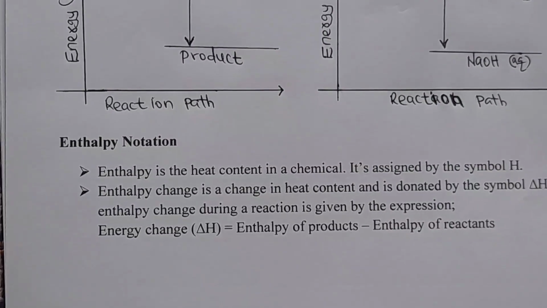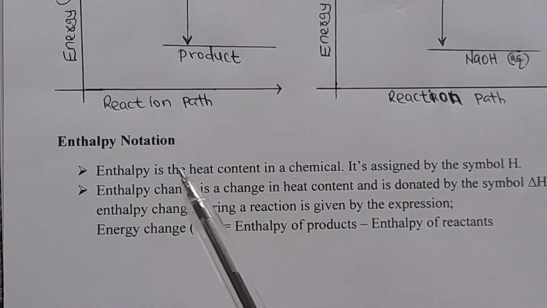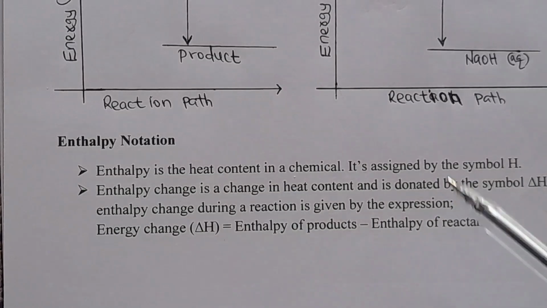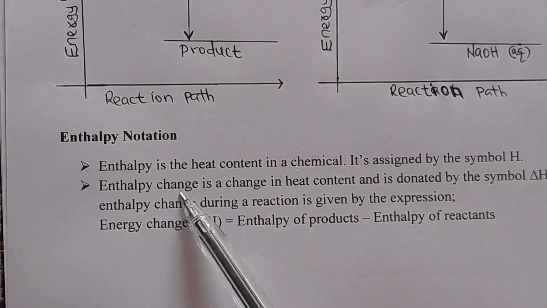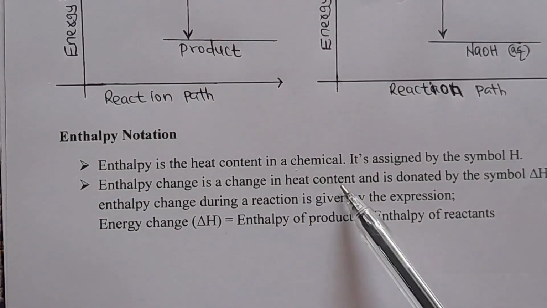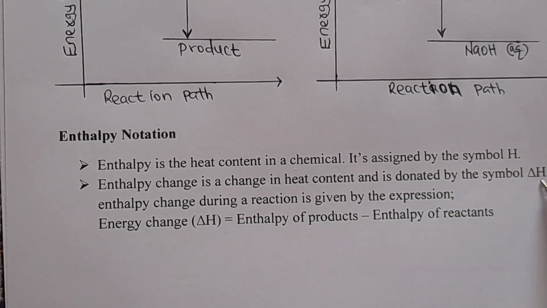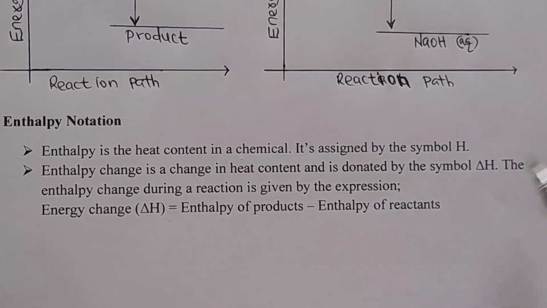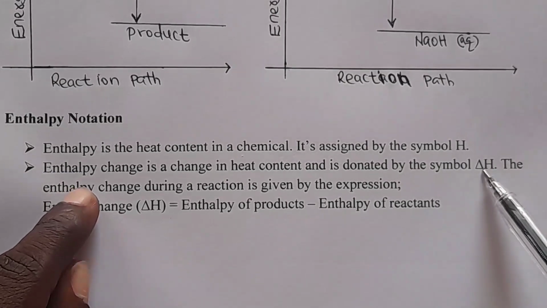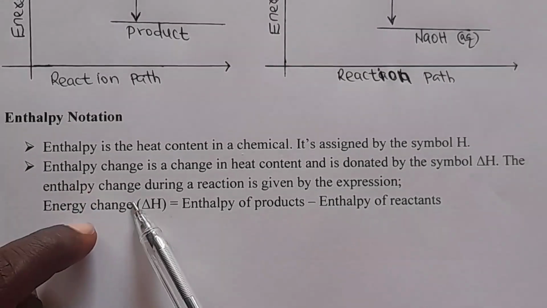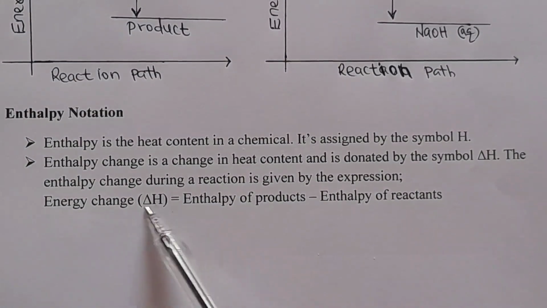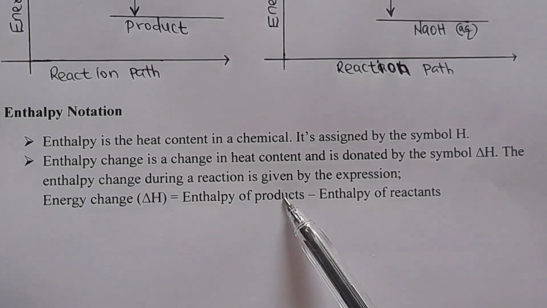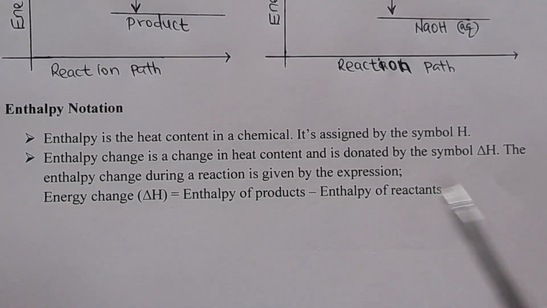Then lastly, let us go to enthalpy notation. What is enthalpy? Enthalpy is the heat content in a chemical. It's assigned the symbol H. So enthalpy change or energy change is a change in heat content, and it's denoted by delta H. So when you see delta H, that is an enthalpy change or energy change. The enthalpy change during a reaction is given by the expression: delta H is equal to enthalpy of products, that is H_P, minus enthalpy of reactants, that is H_R. That's the end of our lesson.